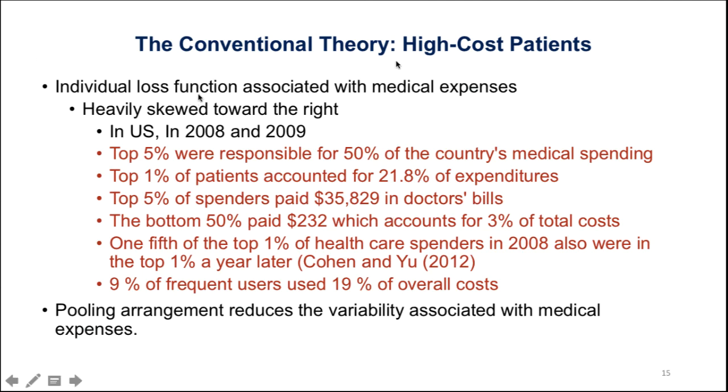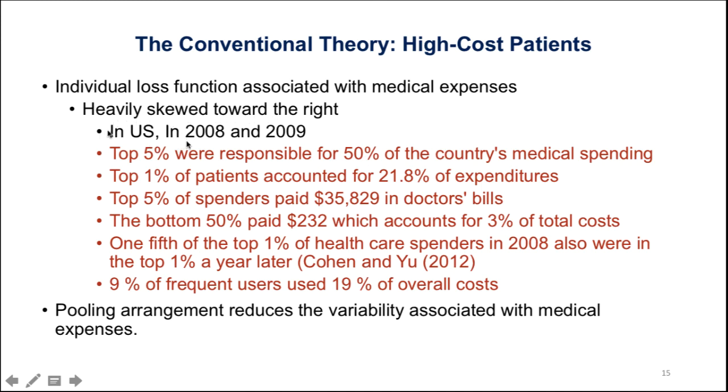So the conventional theory says that there are high-cost patients. If you look at the empirical studies, you see that there is a certain number of people in the United States, specifically, who become sick regularly. So individual loss functions associated with medical expenses are heavily skewed toward the right.